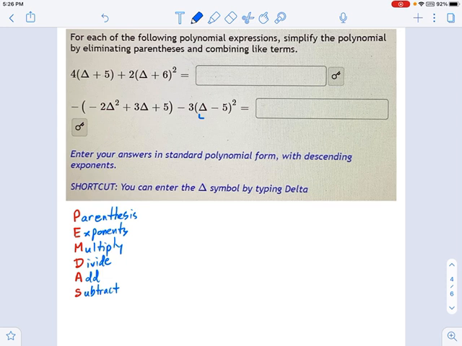Is there anything inside here that I can combine together? Now, if that were 6 minus 5, yes, you'd go ahead and do that. But I can't work with a variable minus 5. There's no like terms there. So I move on and do my exponents next.